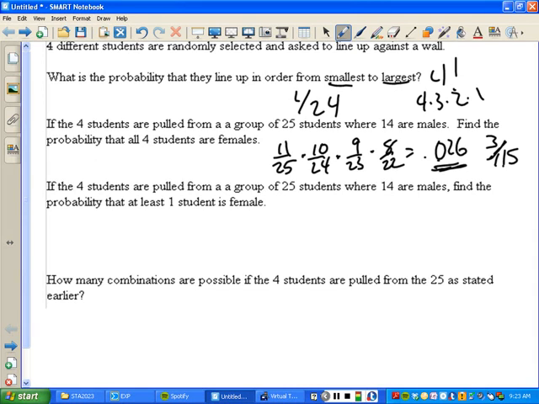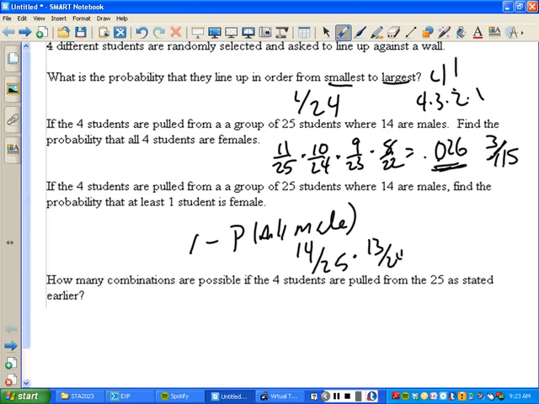Now, what's the probability that at least one student is female? That's 1 minus the probability that they're all male. Okay. Now, what's the probability they're all male? 14 out of 25 times 13 out of 24 times 12 out of 23 times 11 out of 22. Is that right?